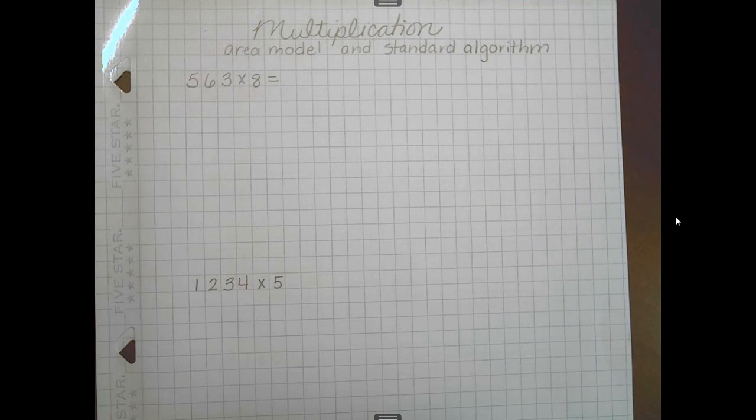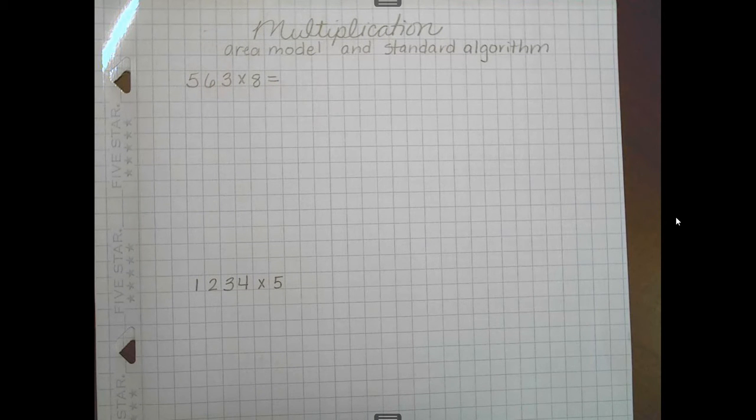Today we're going to review multiplying by one-digit multipliers and dividing by one-digit divisors. So what I'm seeing are two preferred methods that you guys are using. So let's start with the multiplication.